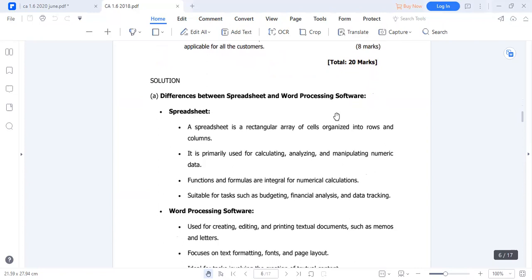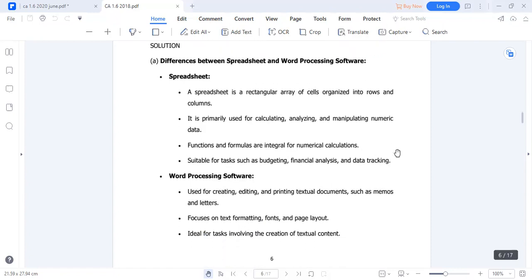A spreadsheet is a rectangular array of cells arranged into rows and columns. It is primarily used for calculating, analyzing, and manipulating numeric data. A spreadsheet has functions and formulas integrated for numerical calculations, and is suitable for tasks such as budgeting, financial analysis, and data tracking. Word processing software, on the other hand, is used for creating, editing, and printing textual documents such as memos and letters. It focuses on text formatting, fonts, page layout, and is ideal for creating textual content.